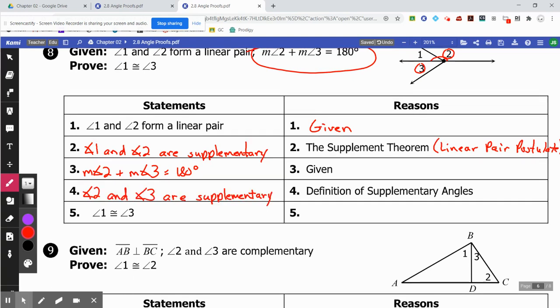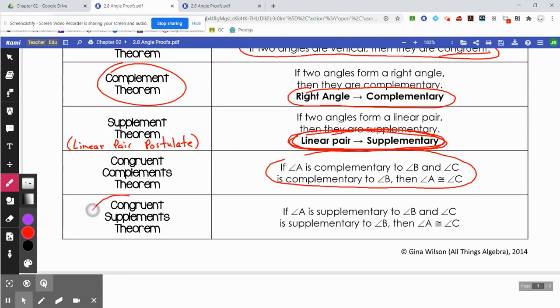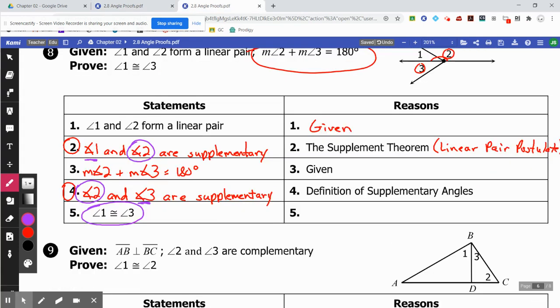And now we have a very handy theorem that says if two angles are supplementary to the same angle, and notice that same angle is angle 2, angle 1 and angle 3 are both supplementary to angle 2. If two angles are supplementary to the same angle, then those two angles, which are 1 and 3, have to be congruent. And that theorem is right here. It's called the congruent supplements theorem. Two angles supplementary to the same angle are congruent. There you go.